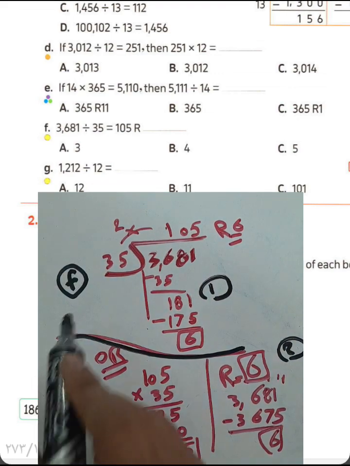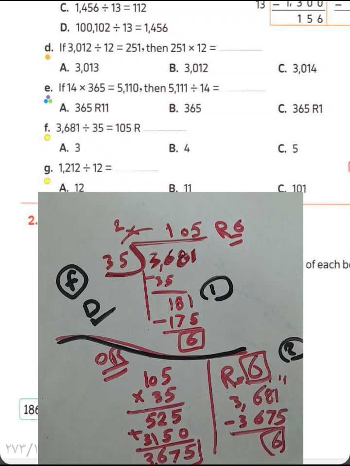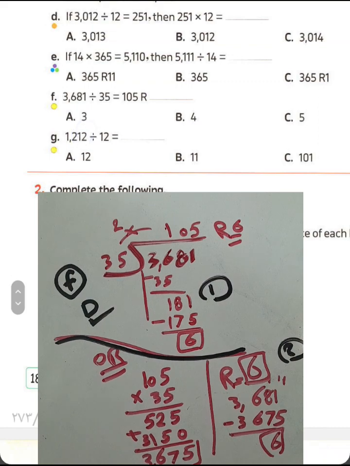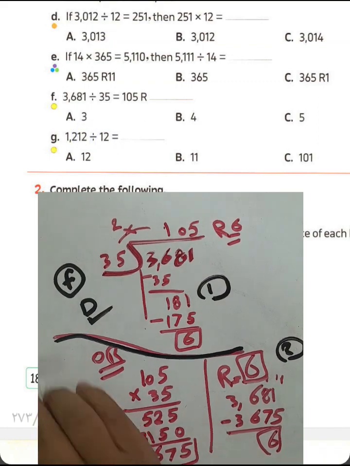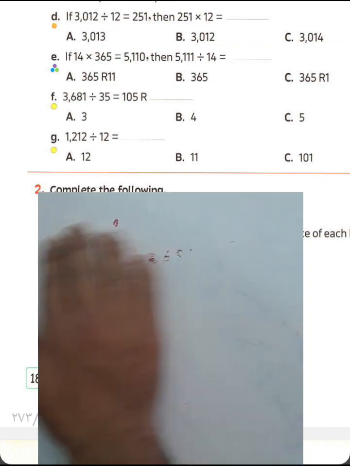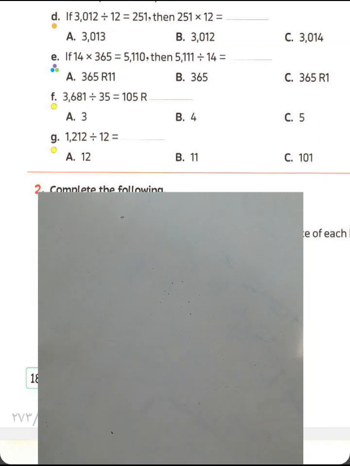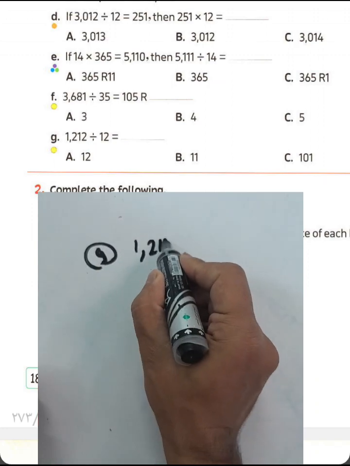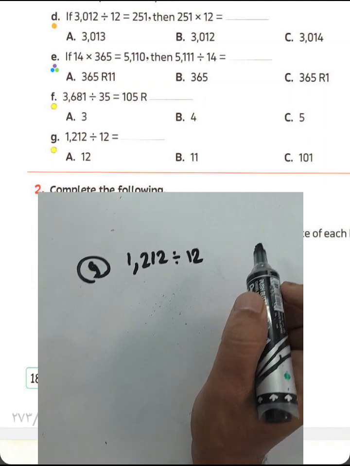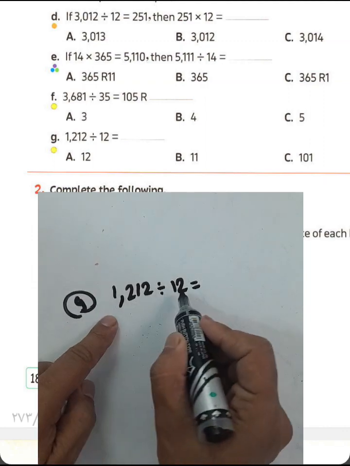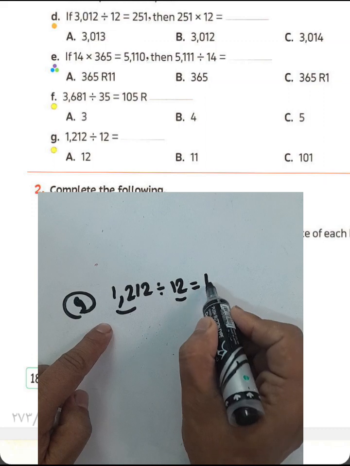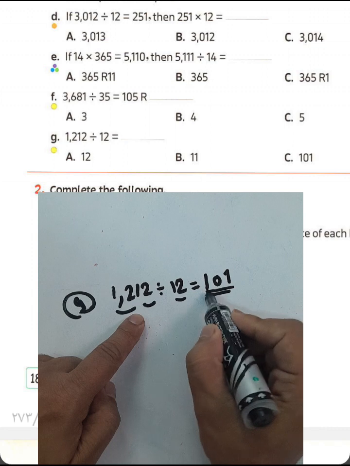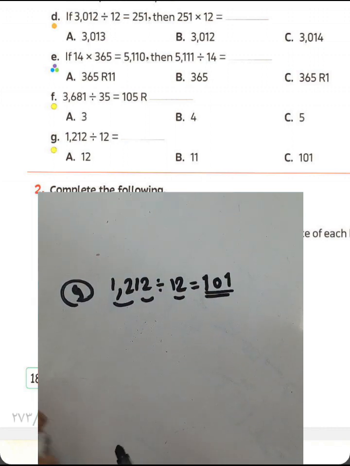Here choose letter D. Okay, question letter G. 1212 divided by 12 equals what? You can find the result here by using steps of division from the left-hand side. 1212 divided by 12. You know, 1 divided by 12 we can't do. Then 12 divided by 12 equals 1, and 1 divided by 12 equals 0. 12 divided by 12 equals 1. The result will be 101. Choose letter C.